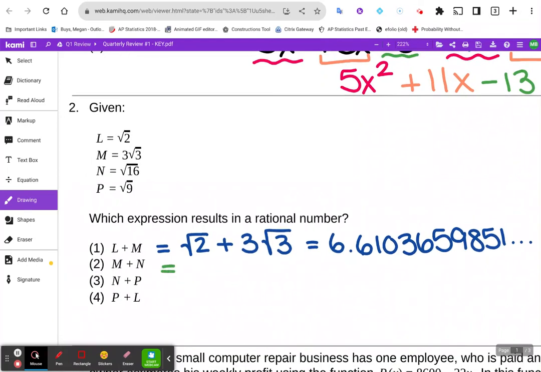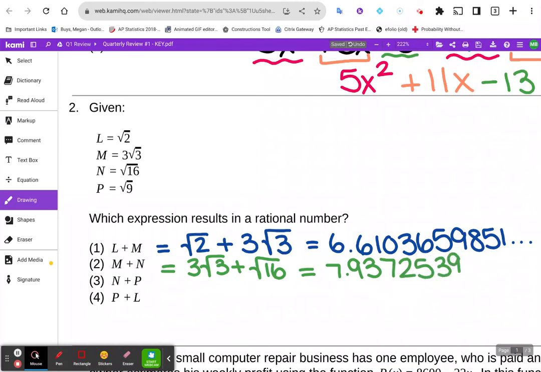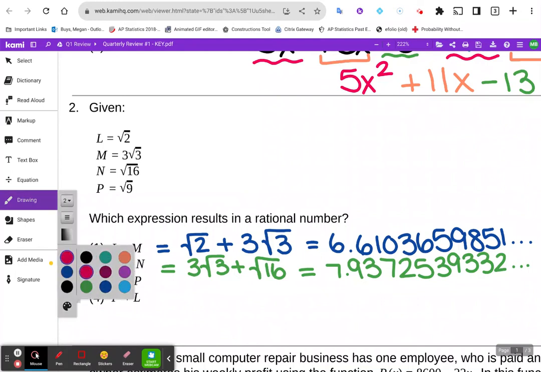So for the next one, I'm going to do the same thing. I'm typing this M, which was 3 radical 3, plus radical 16 into the calculator. And we end up with 7.9372539332. And again, it's not that it's ending at that number. It keeps going, but our calculator just has no room to continue here. So that's another example of an irrational number. There's no pattern. There's no logic to what number is coming next here.